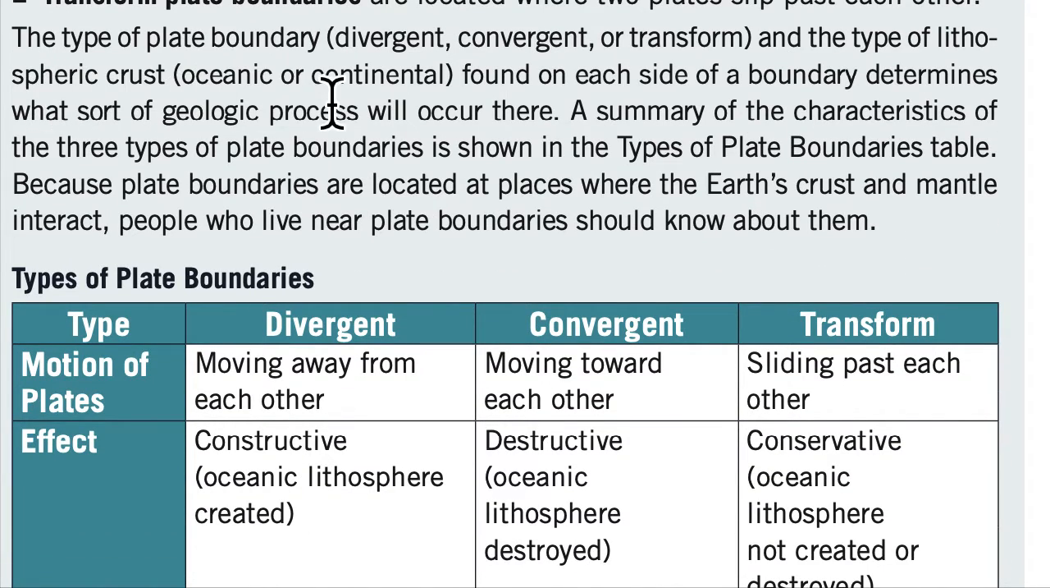The type of plate boundary, divergent, convergent, or transform, and the type of lithospheric crust, oceanic or continental, found on each side of a boundary determines what sort of geologic processes will occur there. A summary of the characteristics of the three types of plate boundaries is shown in the Types of Plate Boundaries table. Because plate boundaries are located at places where the Earth's crust and mantle interact, people who live near plate boundaries should know about them.